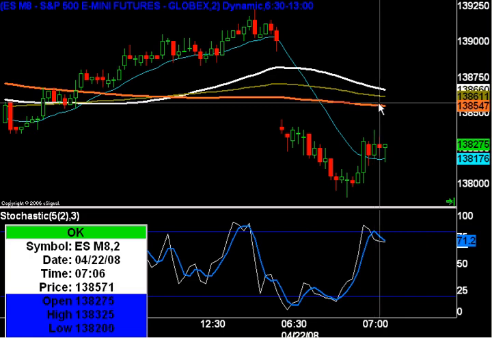Are we filled? No. We go to the next bar. The low of this bar is 1382 even.